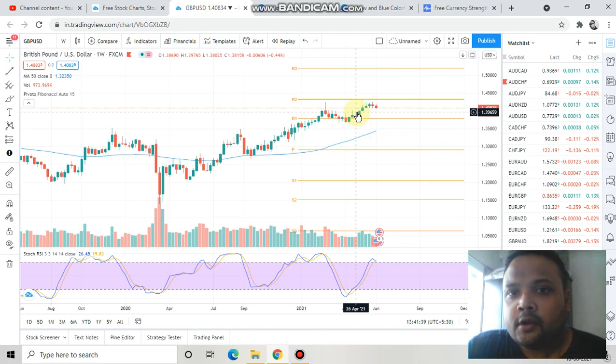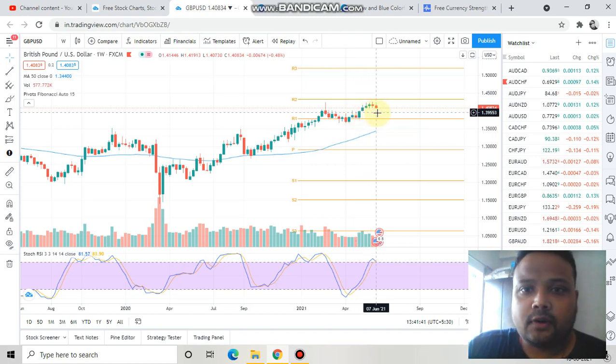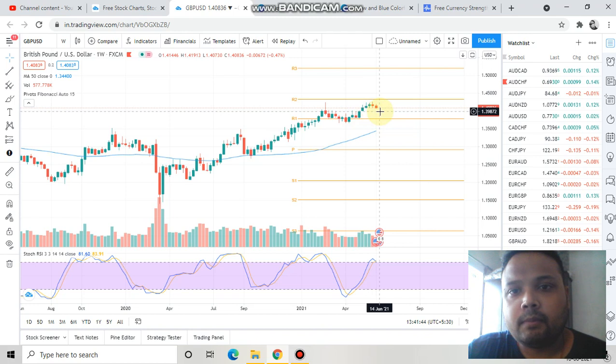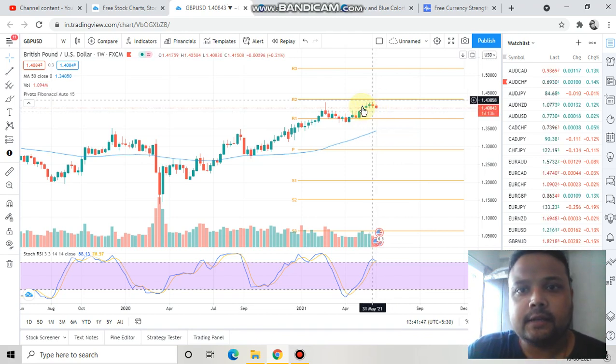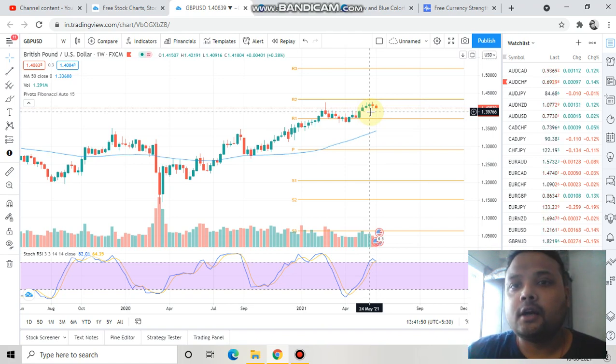We can see that this week the market has formed a small red candle with price rejection from above. But if we look at the previous two candles, we can see that they were spinning tops, which means that bulls and bears were of the same strength.